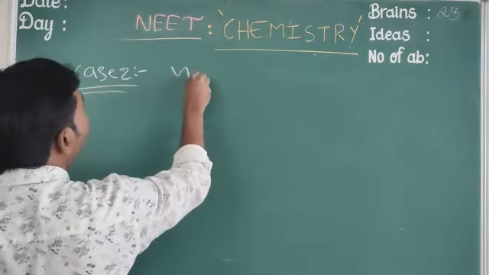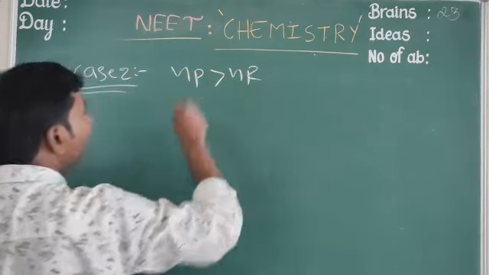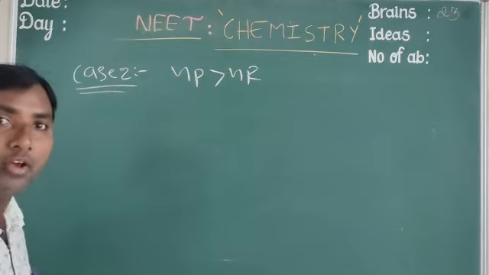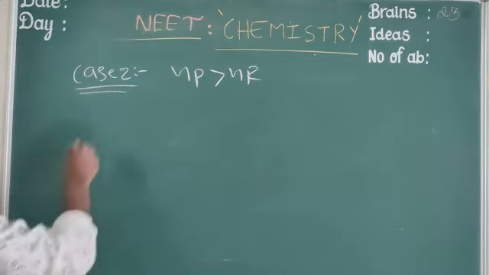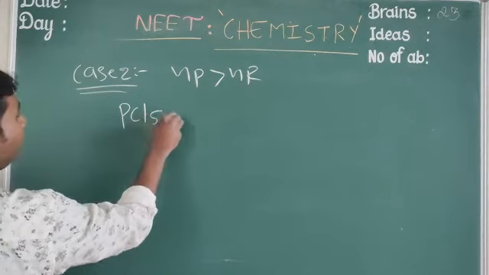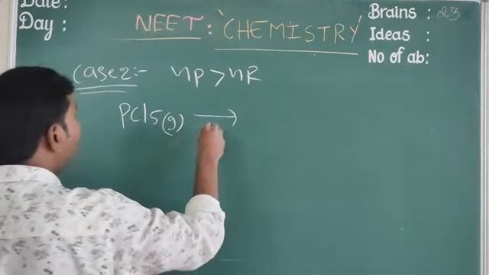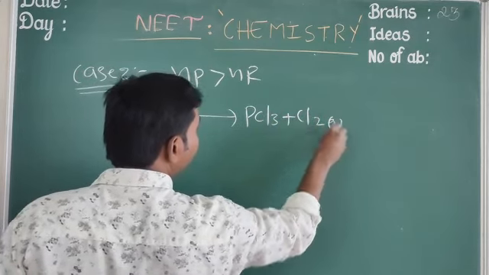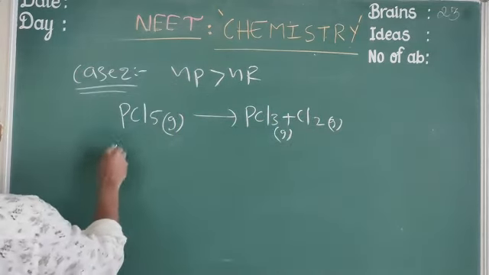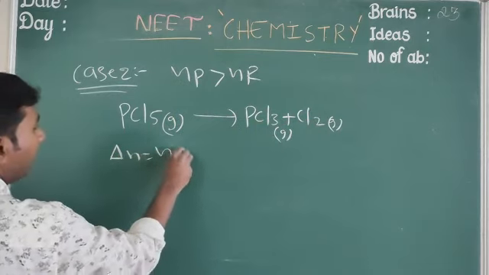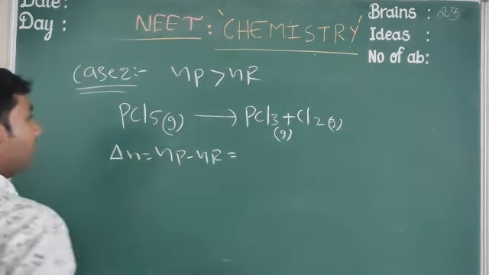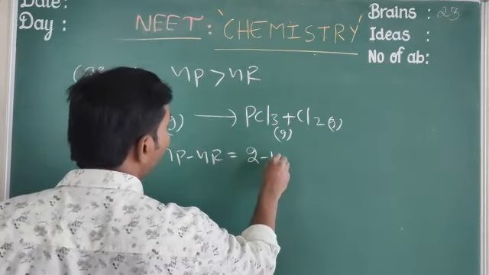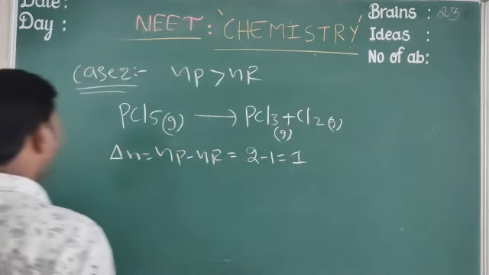Whenever the number of moles of product is more than the number of moles of reactant. For example, PCl5, phosphorus pentachloride, dissociates to phosphorus trichloride plus chlorine gas. Now Δn equals Np minus Nr. Product: 1 plus 1, 2 moles. Reactant: 1 mole. 2 minus 1 equals 1. Δn equals 1.